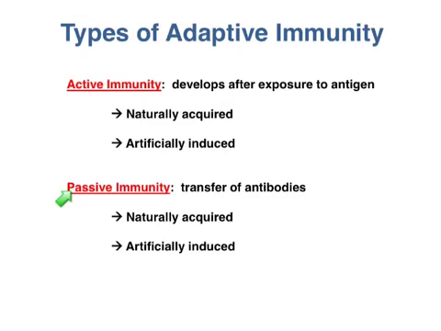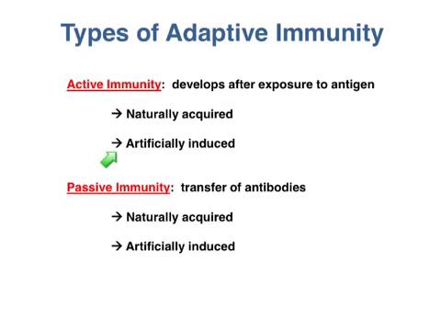Both of these forms of adaptive immunity can be acquired either naturally or artificially. In active immunity, natural active immunity is being exposed to infections. Right? You are running around on the playground, your best friend has chickenpox, you develop chickenpox a few days later. Artificially induced active immunity is basically vaccination, where you take a weakened or killed form of a pathogen and you introduce it to the immune system so that the immune system learns to attack it. So instead of running around on the playground and getting chickenpox, you go to the doctor and you get your chickenpox vaccination. That's artificial active immunity.